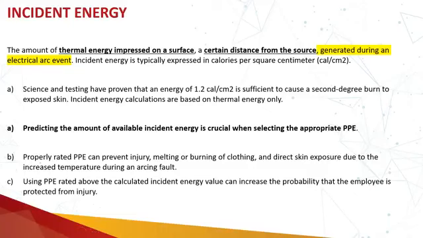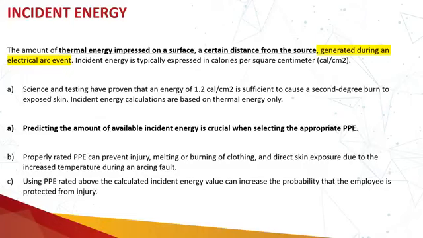centimeter square is sufficient to cause a second-degree burn to exposed skin. Incident energy calculations are based on thermal energy only. So basically 70E is not allowing us to receive a second-degree burn, but it has put 1.2 calories per centimeter square as a method for identifying that the risk associated with that particular hazard is now significant, and we have to put some control and take some action.